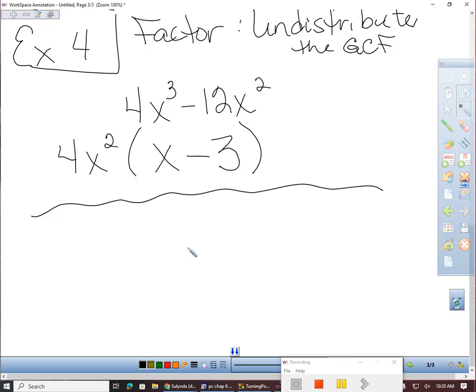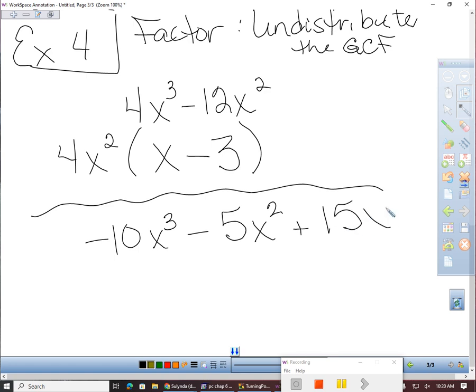Let's try this one. How about negative 10x to the third minus 5x squared plus 15x. Okay. I like the idea of taking a negative. We want our first term always to end up positive if we can. So let's take out a negative 5. I like that idea. And how many x's can I take out this time?